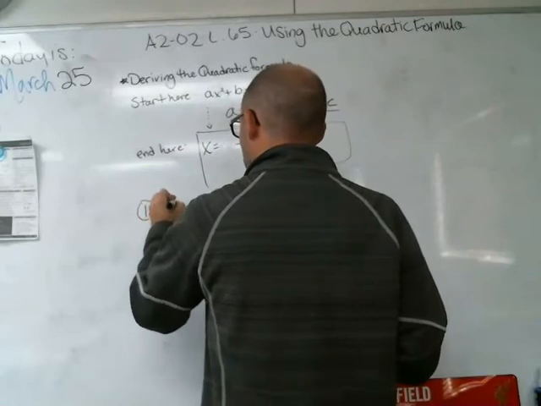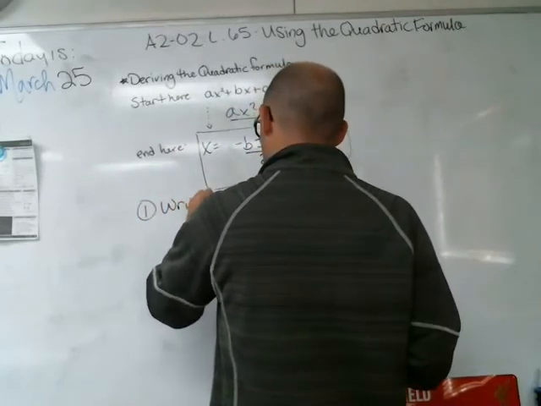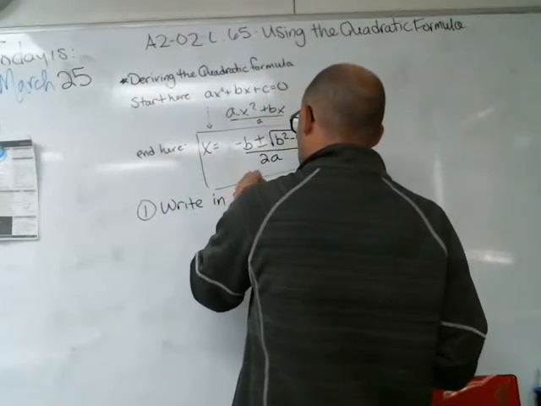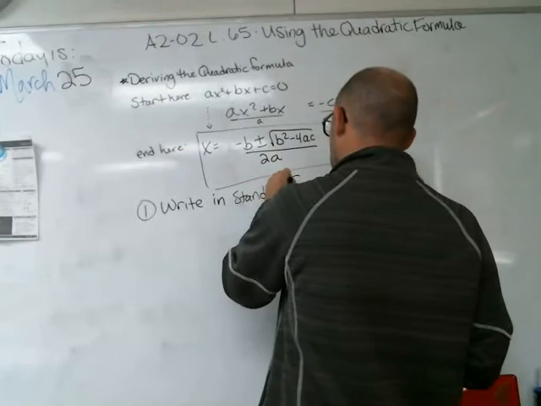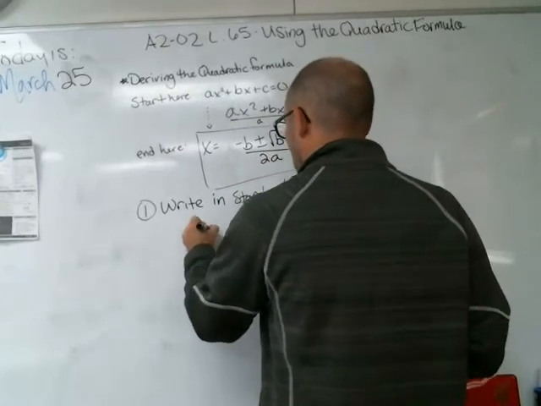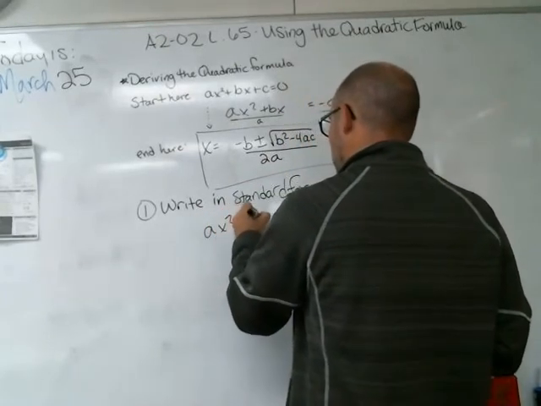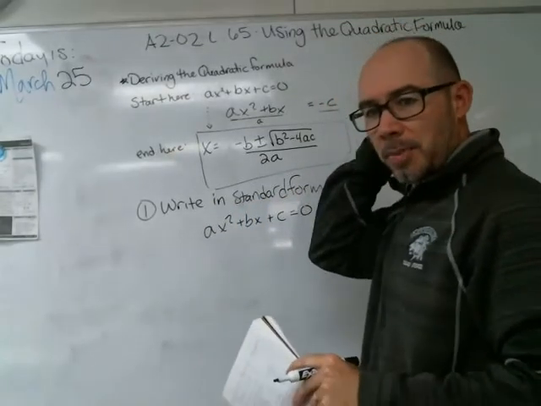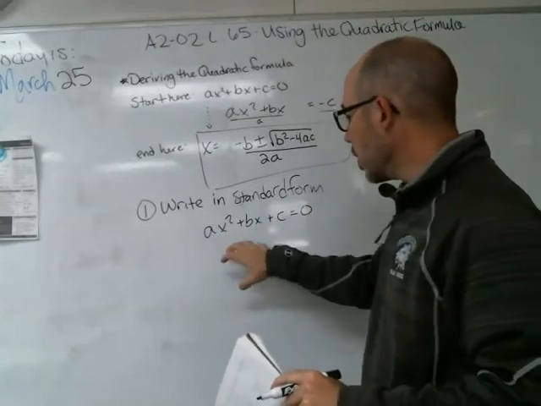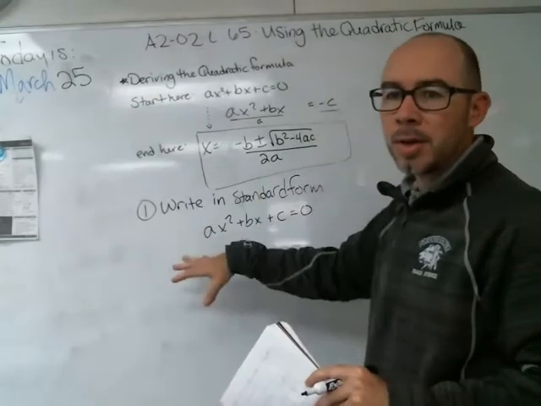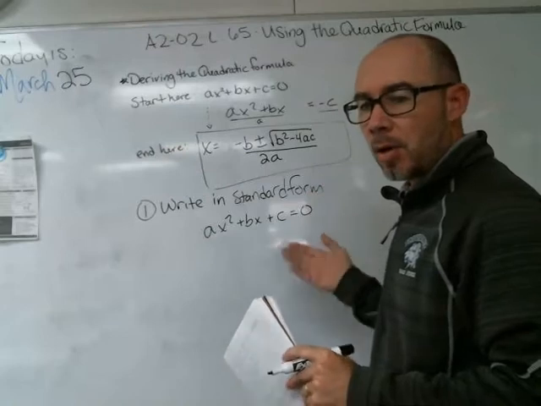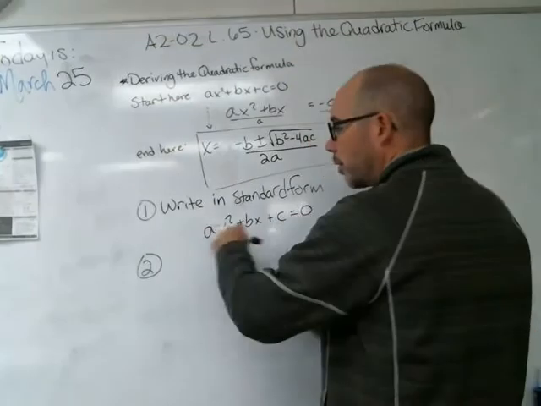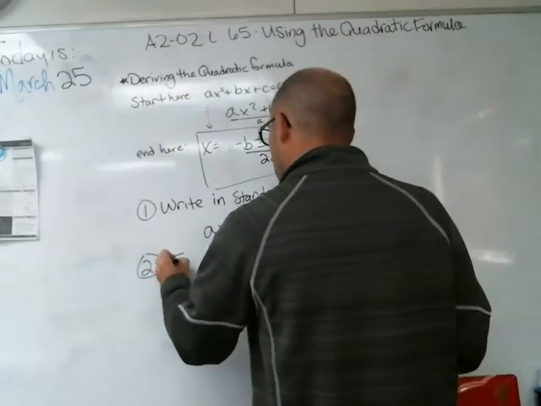Step number 1 of any of these types of problems would be to write it in standard form: ax squared plus bx plus c equals 0. So the equation might have x squared and the rest of the stuff on this side. Just put it all on one side and leave a 0 on that side. Number 2. So there might be a little bit of rearranging to do in your equation.